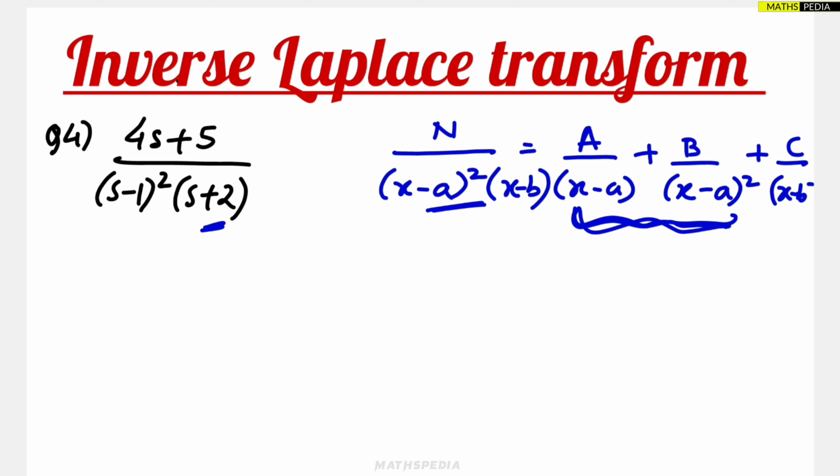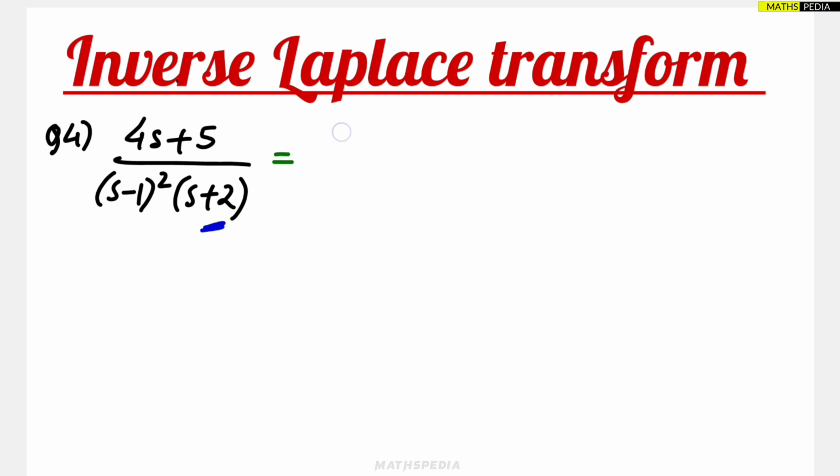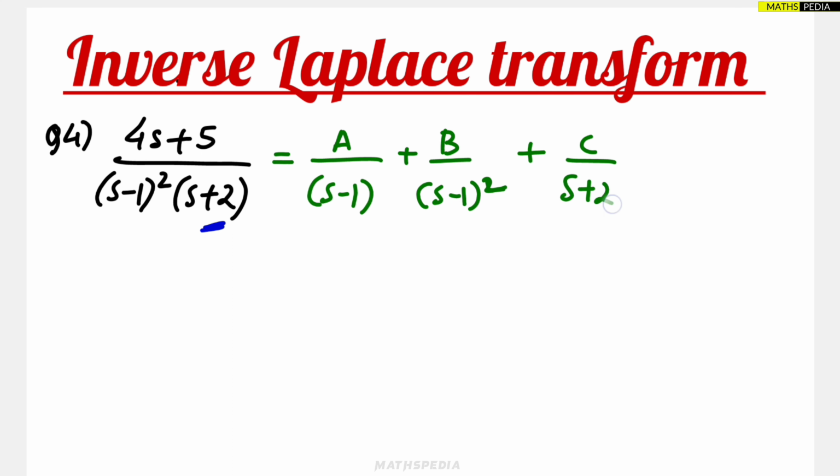So we'll simplify now. This is equal to A divided by (s minus 1) plus B divided by (s minus 1) squared, then plus C divided by (s plus 2). This part is done. Now we have to find the values of A, B and C. For finding that, first we have to take the LCM on the RHS side. So how to take the LCM? Let us see.